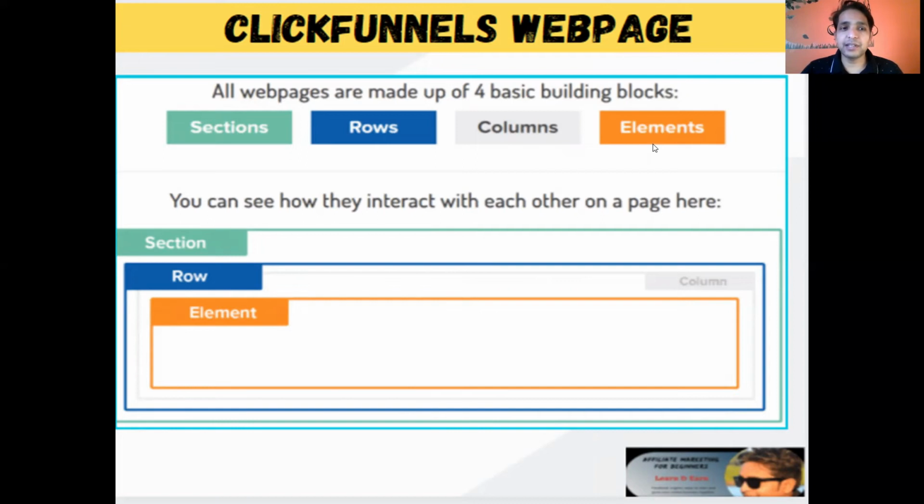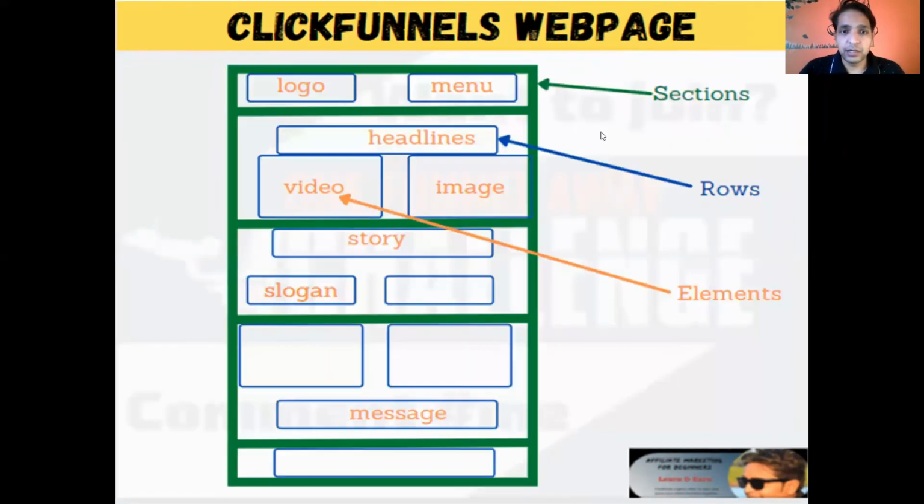There will be three sections, and three colors. All these sections will be colored green, the rows will be colored blue, and the elements will be orange. So we will look at how it looks.